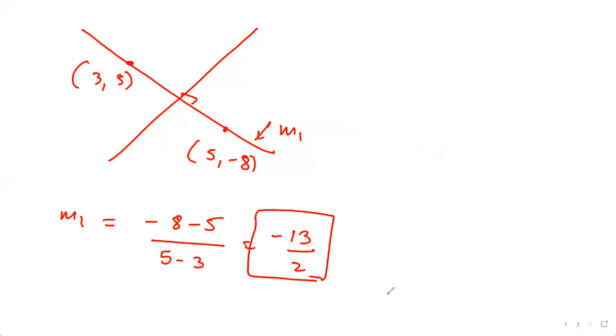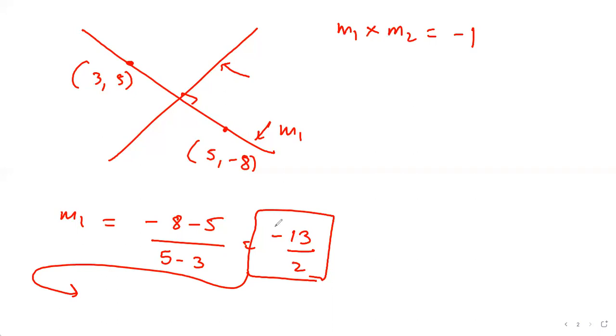If I want to find the slope of the perpendicular line, either I can use m1 times m2 equals -1, or I can just use the negative reciprocal. If I take the shortcut, the negative reciprocal of this number: negative of negative becomes positive, and the reciprocal of this becomes 2 upon 13.